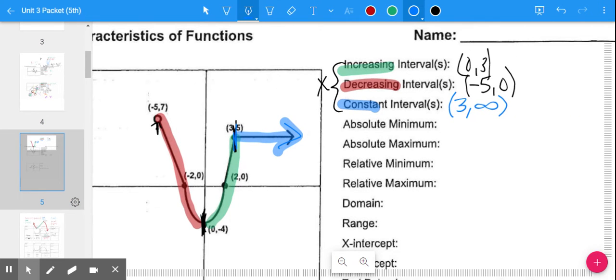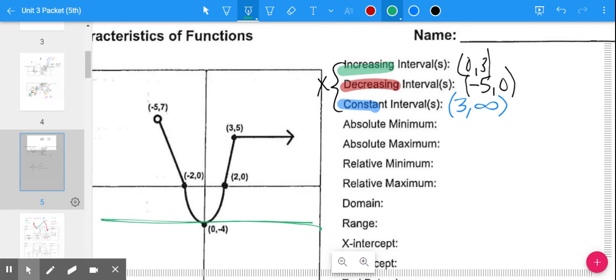So an absolute minimum. We do have an absolute minimum on this one. So your absolute minimum is the lowest point on the graph. So the lowest point we have is this one right here, and it is 0, -4.